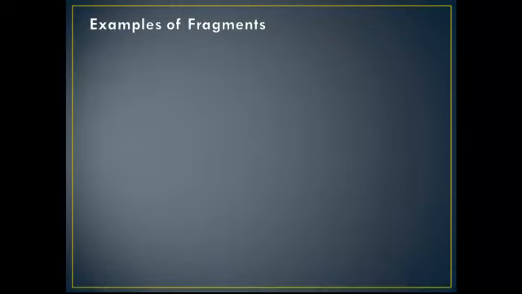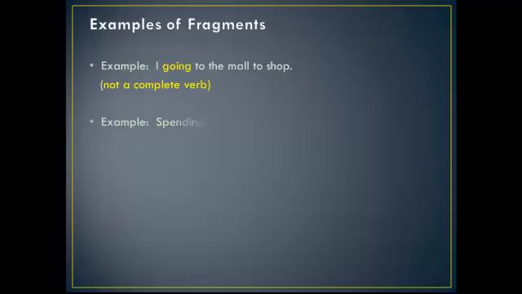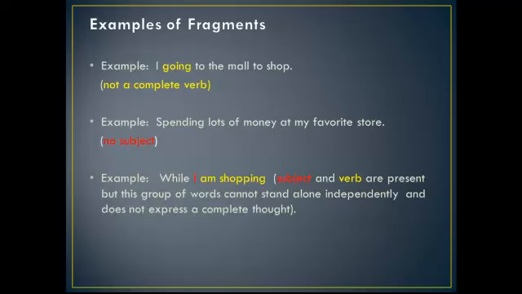Examples of fragments. Example: I going to the mall to shop. Not a complete verb. Example: spending lots of money at my favorite store. No subject. Example: while I am shopping. Subject and verb are present, but this group of words cannot stand alone independently and does not express a complete thought.